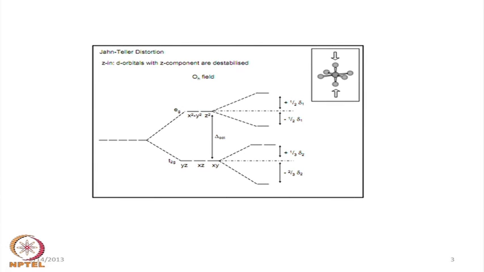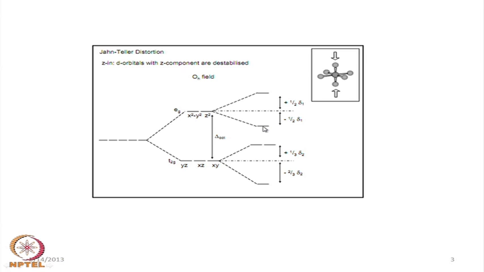So, this distortion further gives rise to the other situation, that means where we have the tetragonally compressed situation where the z components are destabilized, which is very much similar to what we have observed in the case of the tetragonally elongated and tetragonally compressed situation. So, this is basically equivalent to the tetragonally compressed situation where these two orbitals, the z components, would be destabilized. That means this would be the dz square orbital and this is the dx square minus y square orbital.